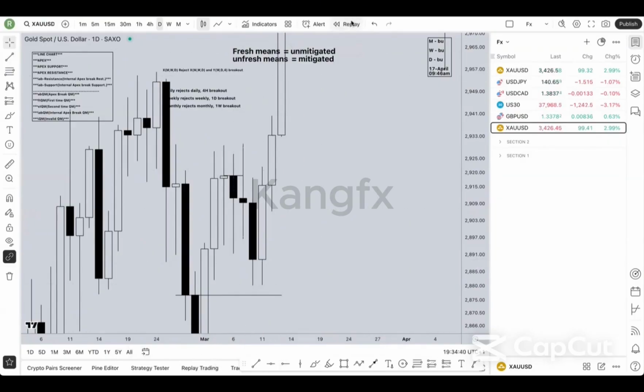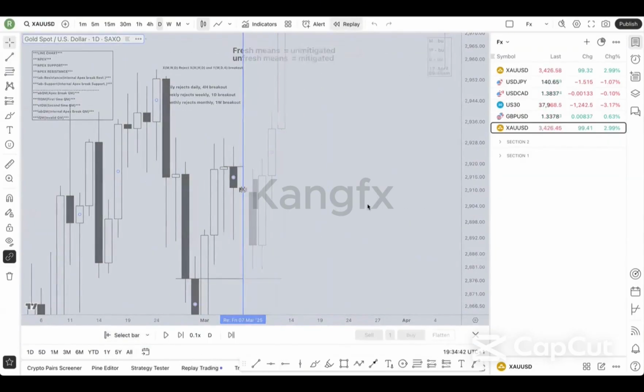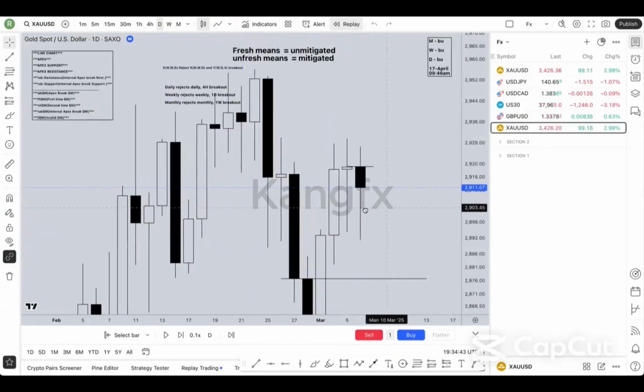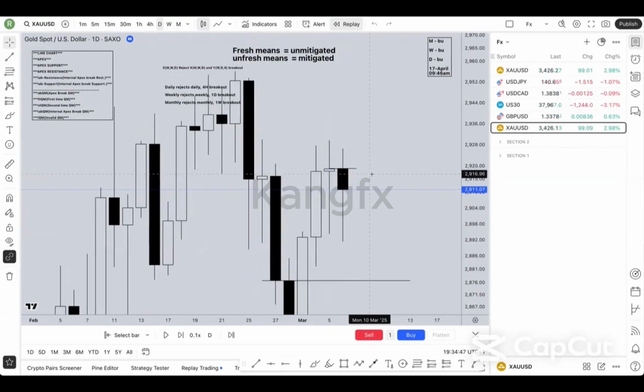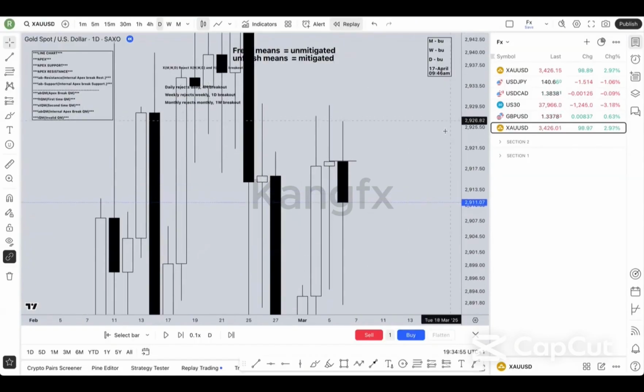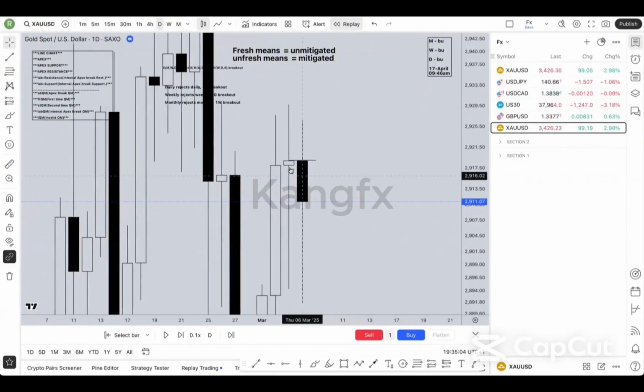Okay, we need to take back the replay so you understand. Now at this point, this area is still fresh because no wick has touched it. Remember, for a key level to become unfresh, only the wick of a candle, or the shadow of the candle, can make a key level unfresh. The body breaking above or below does not make it unfresh. It still remains fresh.